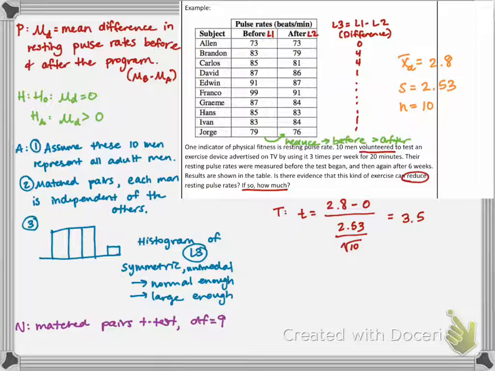There are a couple different ways you could do this. You could, in your calculator, do a t-test with data in L3. Or you could do tcdf from 3.5 to 1,000, because we're doing a greater than alternative hypothesis test, comma 9 degrees of freedom. Go ahead and find that p-value. It should be 0.003, and then you're going to stop.